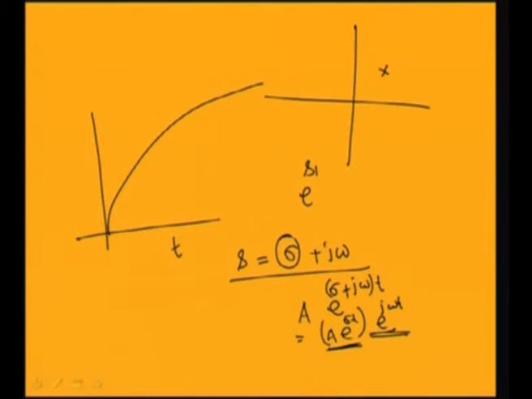So for a stable system, the roots should have negative real parts: a complex conjugate with negative real part, or a negative real number. So after finding these roots, you can find the solutions, and let us take another physical example to find the response of a system.